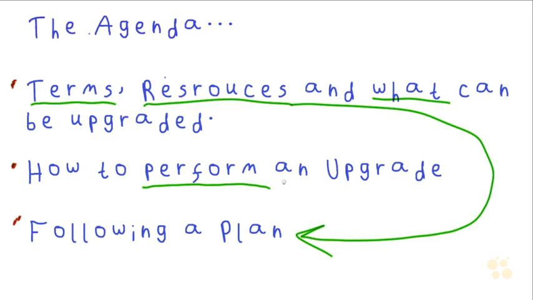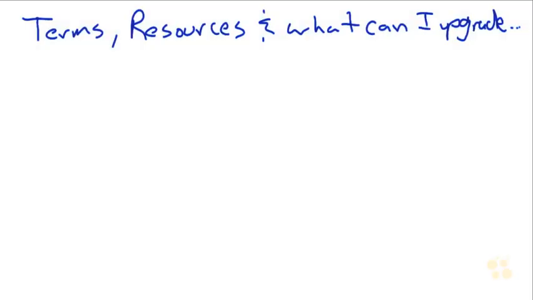Now, you might be saying to yourself, well, that's cool. Are we going to do one? Well, we're going to do this process and go through the planning of it. And then I think you'll quickly see that doing it is the easy part. Okay. Terms and resources and what can I upgrade. Let's start off with the terms right now.